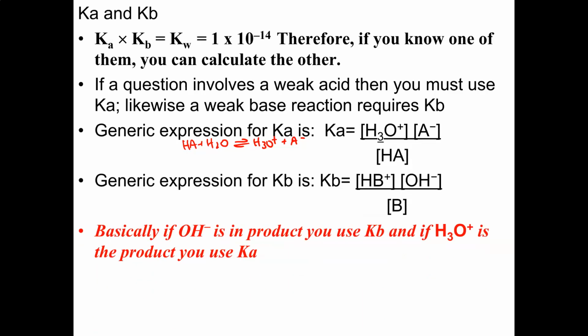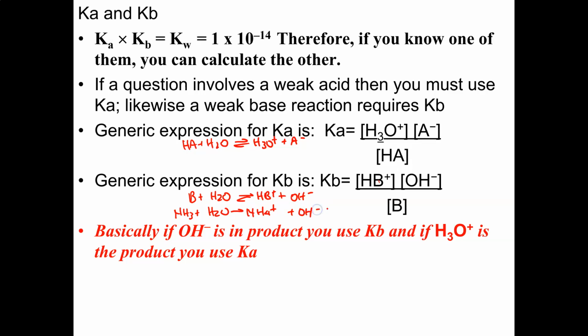Generic expression for Kb, on the other hand: HB+ and OH- are the products. So basically you have B plus H2O. Remember, since this is a base, it's going to accept a hydrogen. So that's where you get the HB+. Why plus? Because B was neutral and you're adding a positive charge to it. So that's why it became HB+. And you have OH- as your other byproduct. So that's where this stems from. And B will be like a base, for example, NH3 plus H2O produces NH4+ plus OH-.